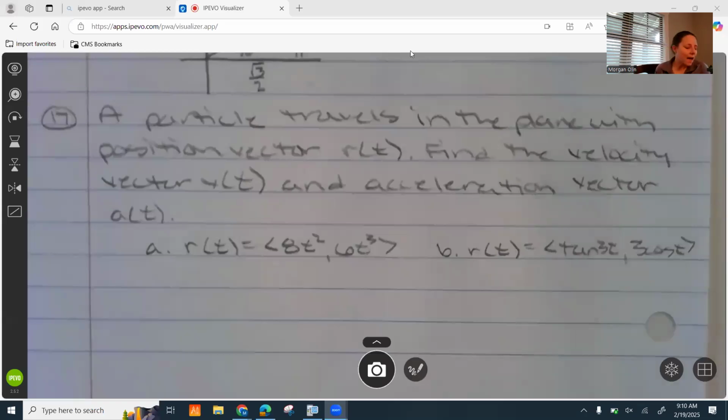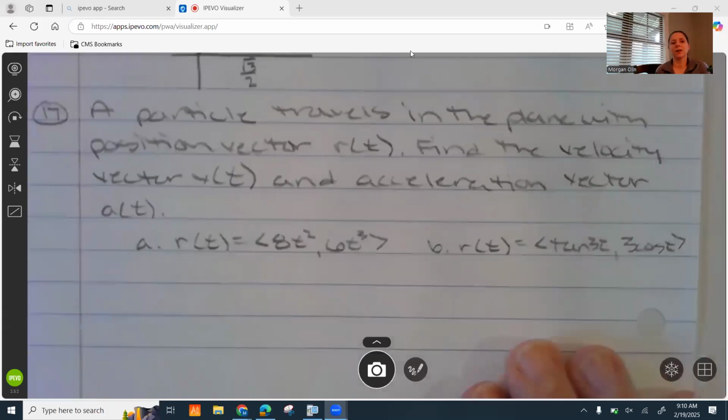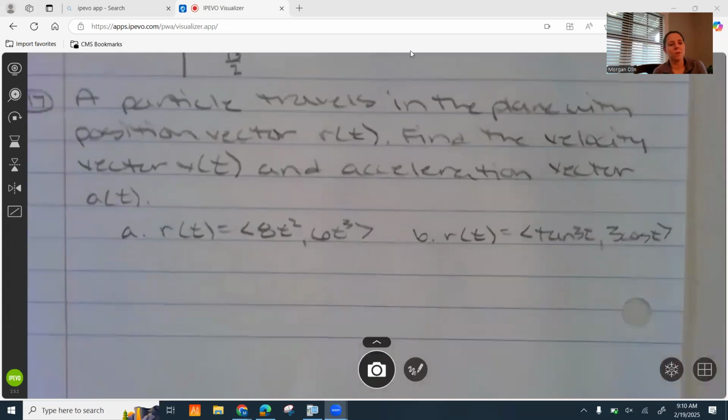Now actually for some calculus that goes along with these vector problems. And we'll get into more calculus as we go through this unit. But again, this is just setting us up with vectors. What are they? What are we talking about? And so forth. So let's look at this. A particle travels in the plane with position vector r of t. Find the velocity vector and the acceleration vector.